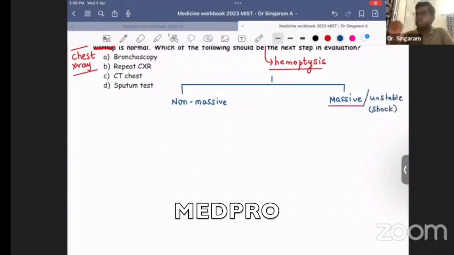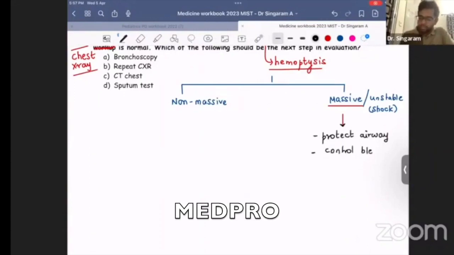This usually is your question. They used to ask, you have a patient presenting to the emergency room with massive hemoptysis. What should be your immediate management? Anybody can answer this? First thing, you have to protect the airway. Maybe you can put an endotracheal tube. Second thing is that you have to go for control of the bleeding.